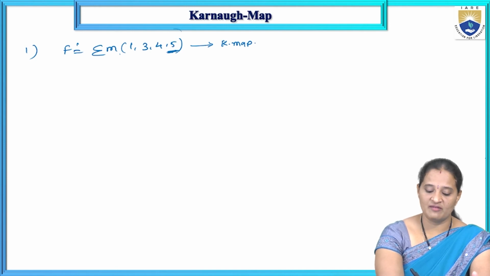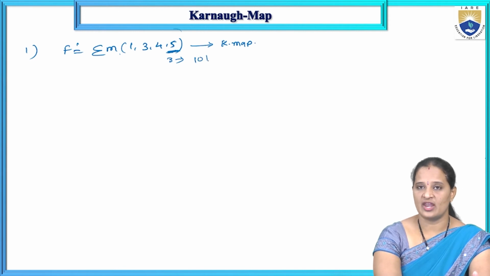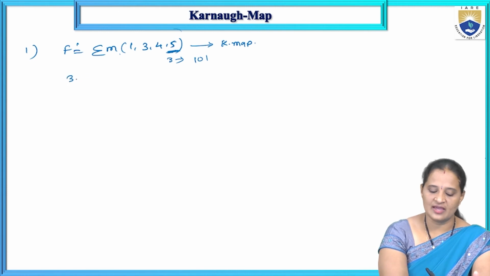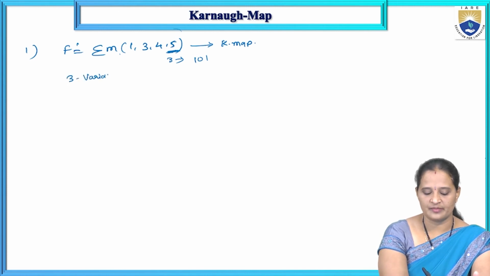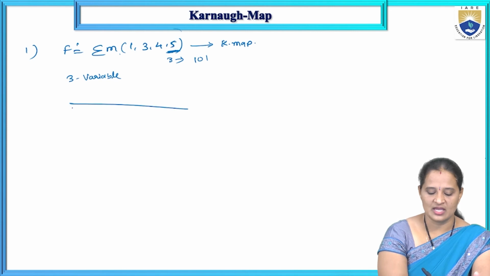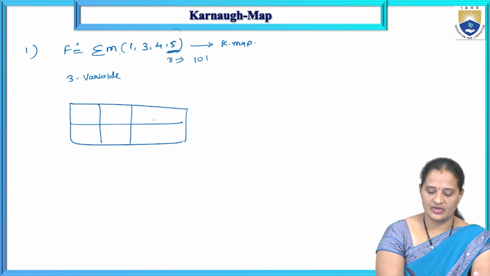So what is the maximum value? 5. How many binary variables can I use for representing this 5? That is 3 variables. Okay, so that is 1, 0, 1. Can I represent 5 with 2 variables? No. That is why this is a 3 variable Boolean function. So in order to simplify this, I need to have a 3 variable K-map.